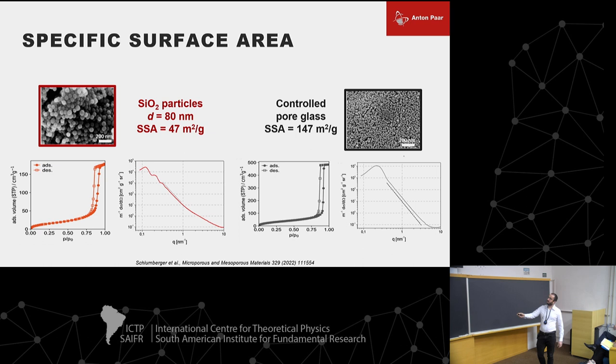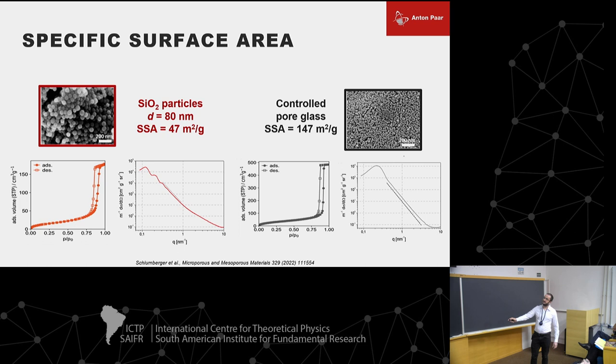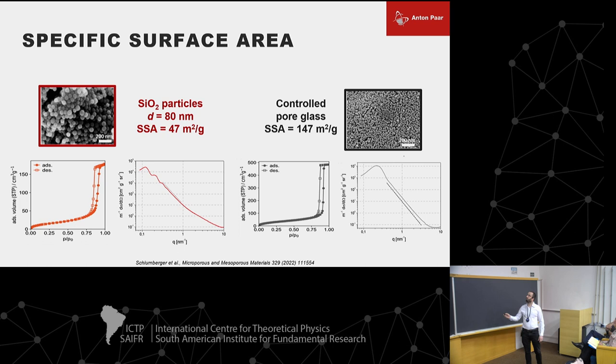And here we can see a nice curve from the SAXS. This dashed region was used to determine the specific surface area. The same we can see here with the porous glass. They are non-spherical, unlike the silica. They have a more elongated shape with a specific surface area of 147 square meters per gram. We can see also the hysteresis here, and this is the Porod region that was used to determine the area from SAXS analysis.